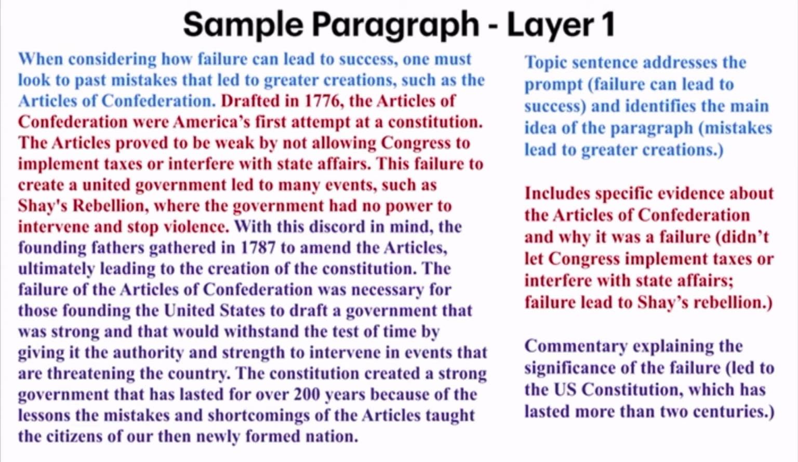So we have a topic sentence, then we need to have our specific evidence. So in this case, there's the year 1776. It talks about why the Articles of Confederation were a failure. And then we have the commentary, which is at the bottom in purple. So basically, the Articles of Confederation failed, but they led to the Constitution, which was a success. And without that failure, we wouldn't necessarily have had success in the same way. And our Constitution in the US has lasted at least a couple centuries.